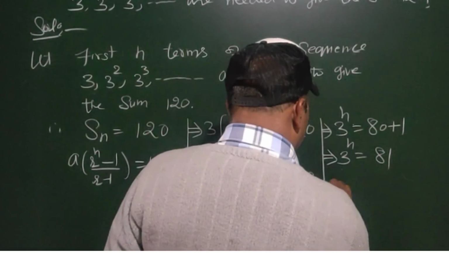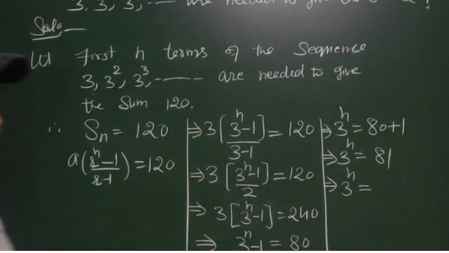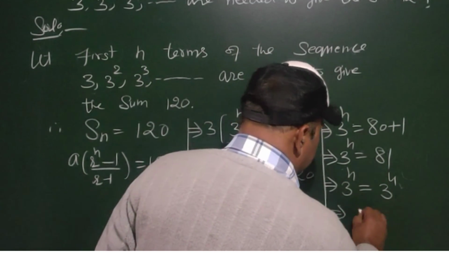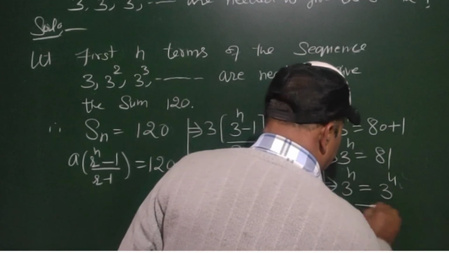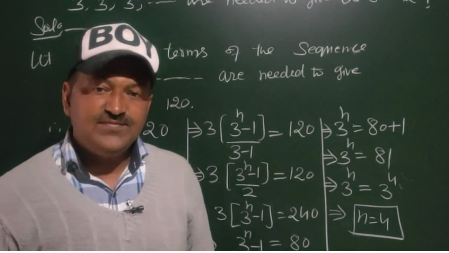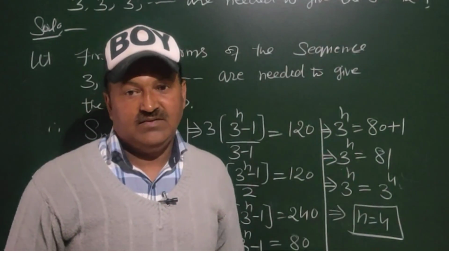Now, after factorization, we will get 3 raised to power 4. Comparing, we get n is equal to 4. This is the answer of this question. The first 4 terms are needed to give the sum 120.